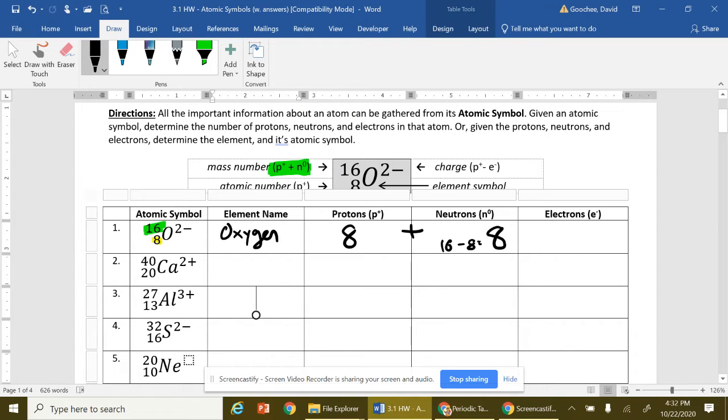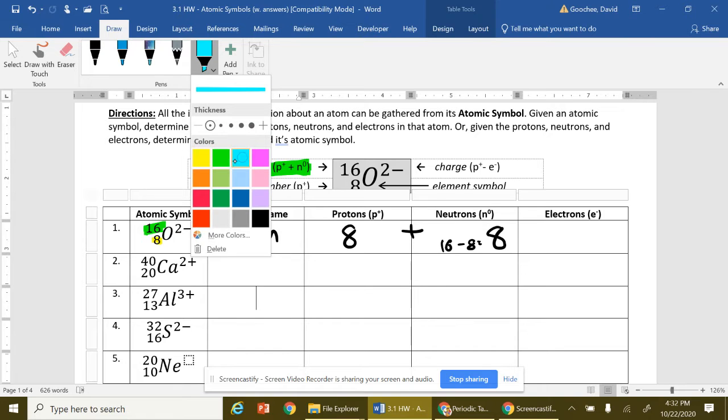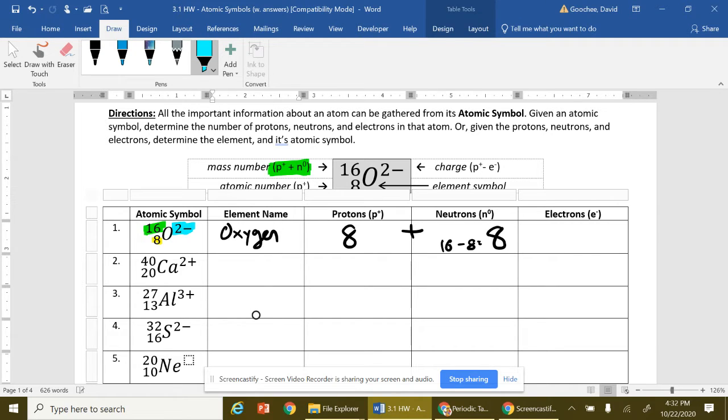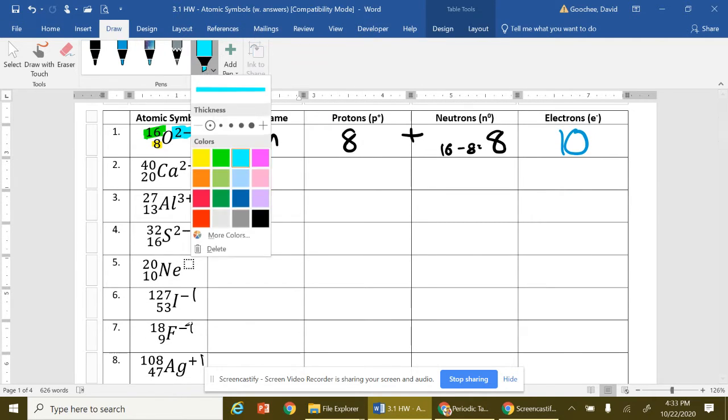Once again, we see that the charge here in the upper corner represents the imbalance of protons and electrons. It's negative, so it has 2 more electrons. So if we have 8 protons and we have 2 more electrons, then this is 10 electrons. There we go, that's the first one. Let's do another one. I'm going to skip ones that are directly on the homework, and focus on some other ones.